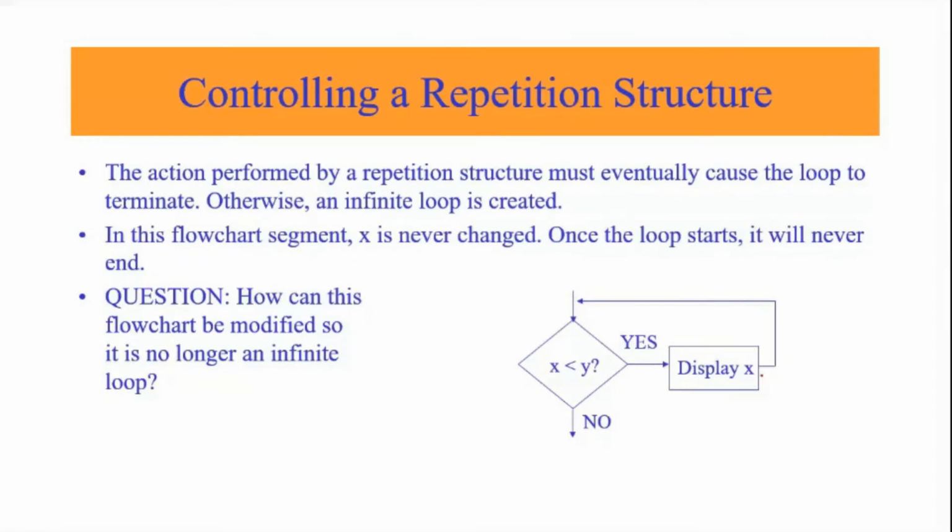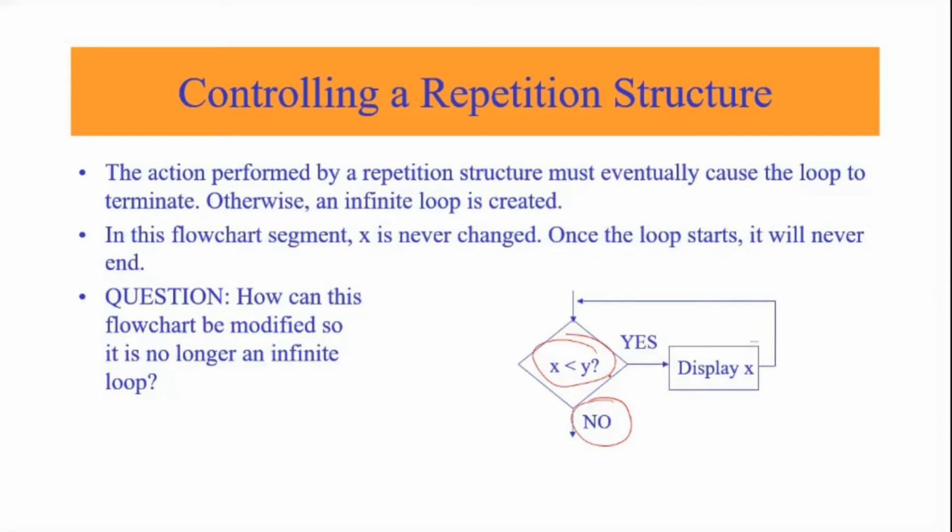There is no change in x. x is only displayed. So it goes here. Then again it is checking x is less than y. Yes, it is, so it again displays x. This goes on infinite times, or until we break the program. So we should be very careful about this type of repetition. Within the process, there should be some specific code so that at some point this no will come into action, that is, this particular condition becomes false.